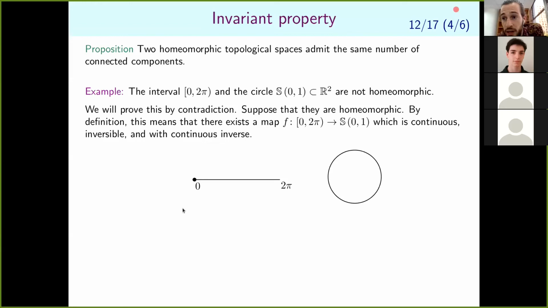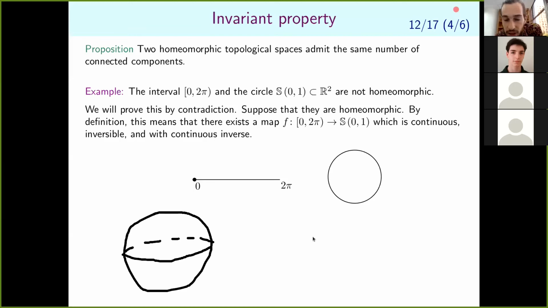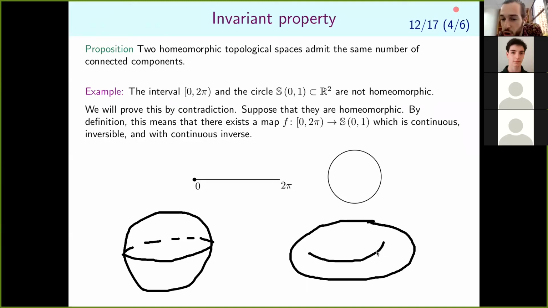All right, say that I would like to prove that the sphere and the torus are not homomorphic. Do you have an idea of how we could do that? Guilherme says, take a whole slice. Yeah, let me show you.